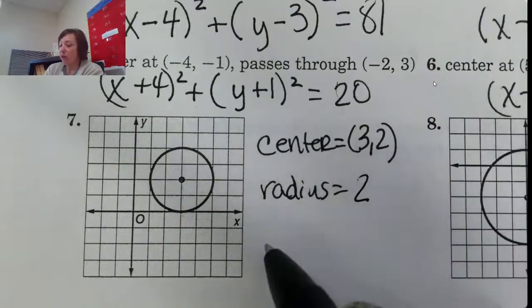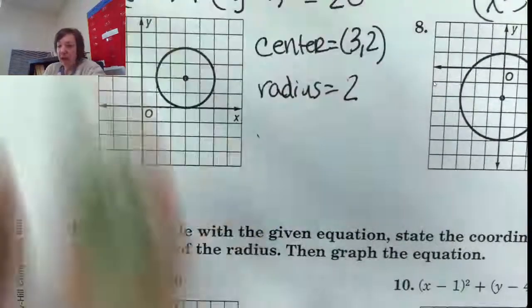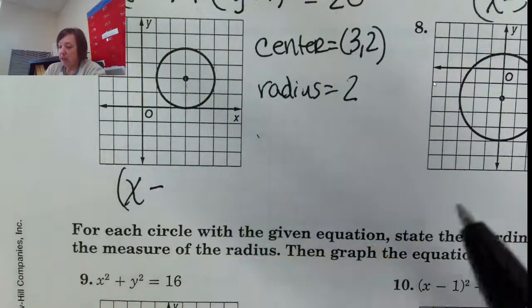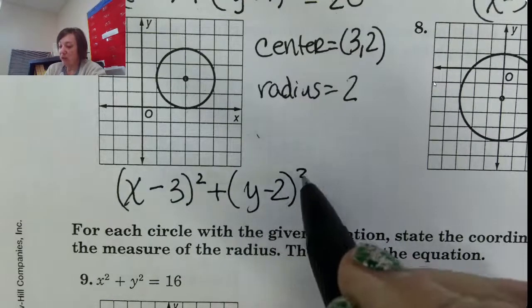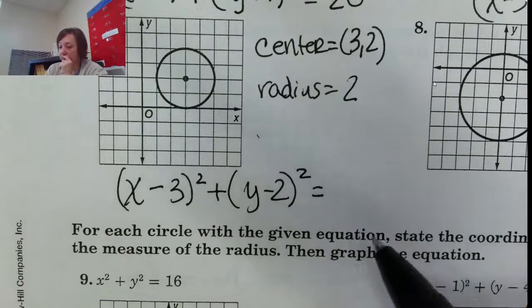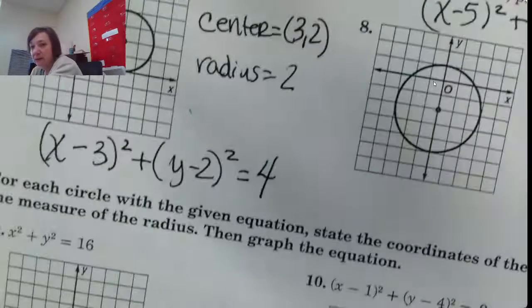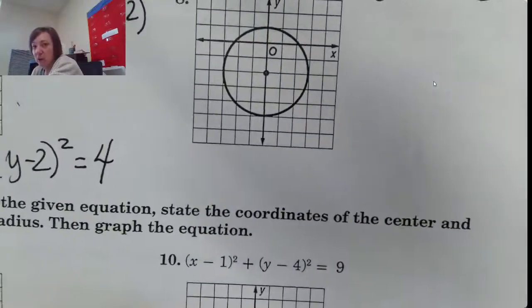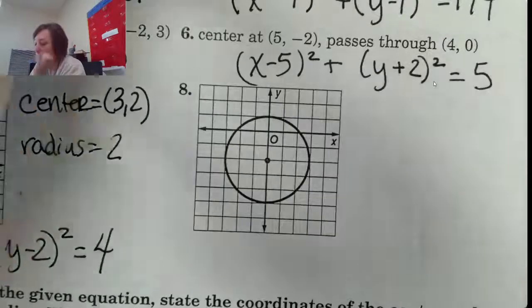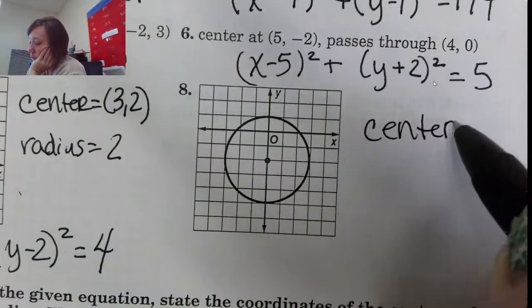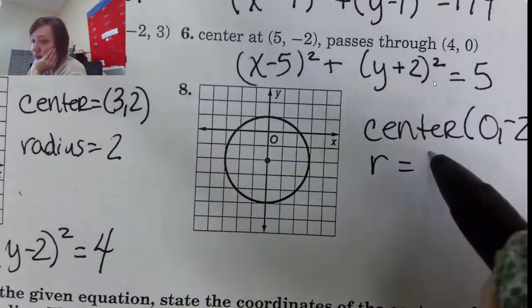2. So when we write our equation, it's going to be x minus 3 squared plus y minus 2 squared equals, what do we get over here? 4. Why 4? 2 squared, right? Okay, if you look at this one, what is our center? So our center is 0, negative 2. What's our radius? 3, right?